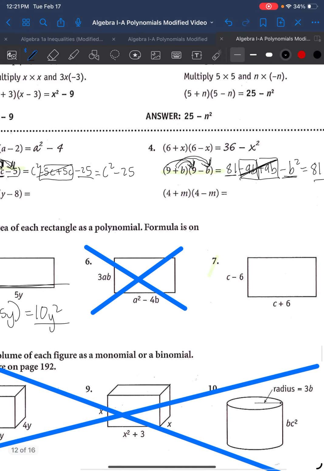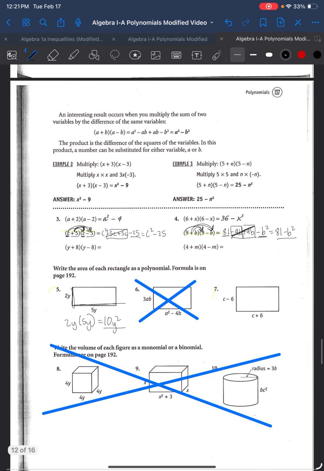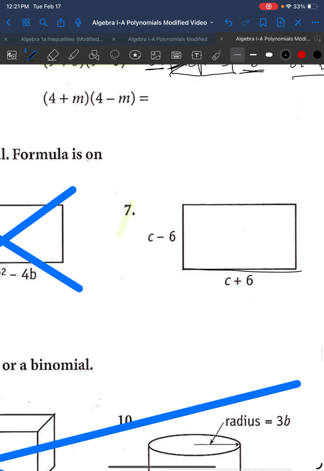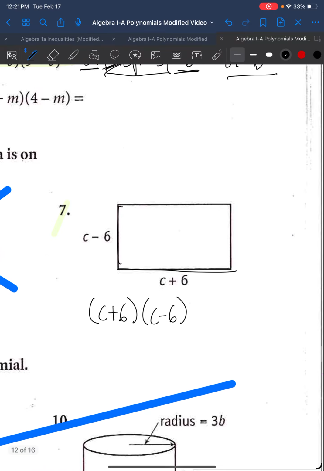I am just going to set up the next one, and you are going to solve it. For number 7, you are multiplying base times height, or length times width, or however you want to think about it. So we're going to do c plus 6 times c minus 6. And remember, this is where you're going to multiply c times c and c times negative 6. And then you're going to go back and do 6 times c and 6 times negative 6. And you're going to simplify your answer by combining like terms.